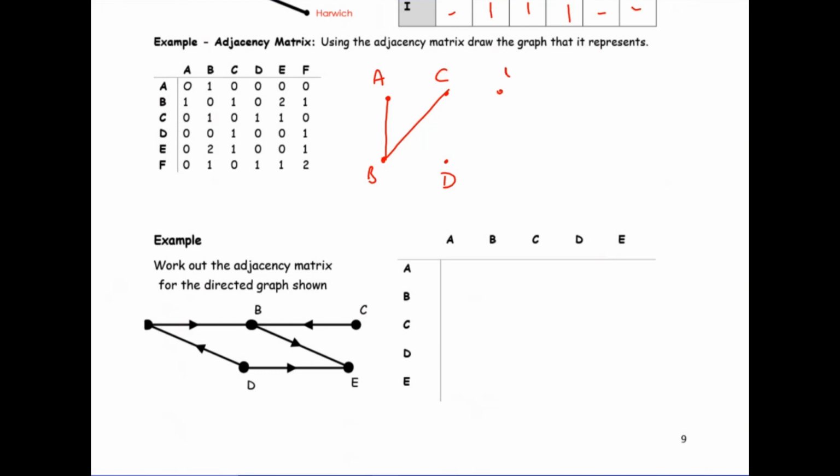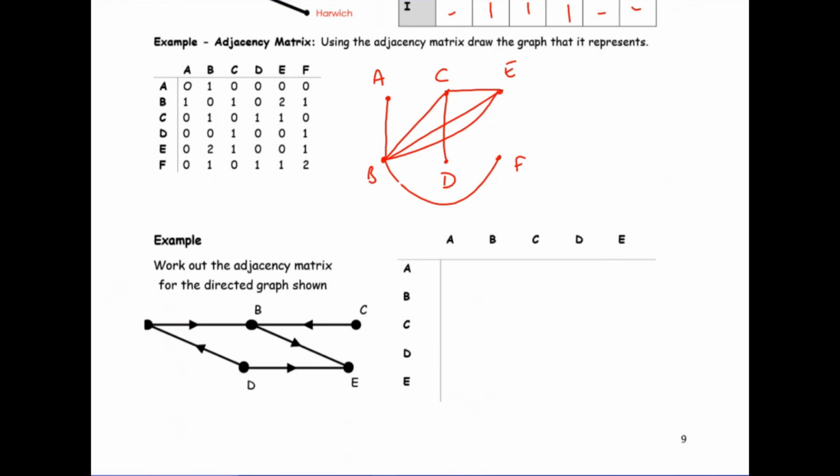B in here, twice, so there's a double connection between B and E. And it's also connected up to F. C is connected to B, which we've got. It's also connected to D. And it's connected to E, not F.